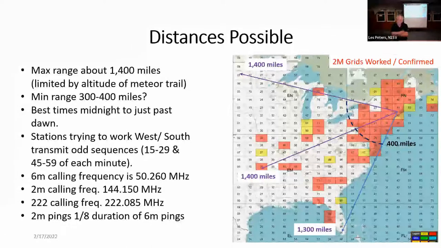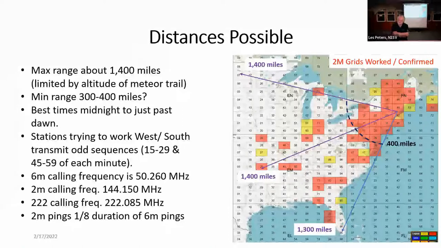Distance is possible. So here on the right is a map from Grid Tracker. I don't know how many people use Grid Tracker, but it's a really neat program. You load it with an ADIF file from your log, and then if you have it open, it'll indicate packet spots. And as you work people, it'll auto-populate. So what you're seeing here is basically a 2 meter map. In red are the grids that I've confirmed, and in yellow, those that I've worked but haven't confirmed.